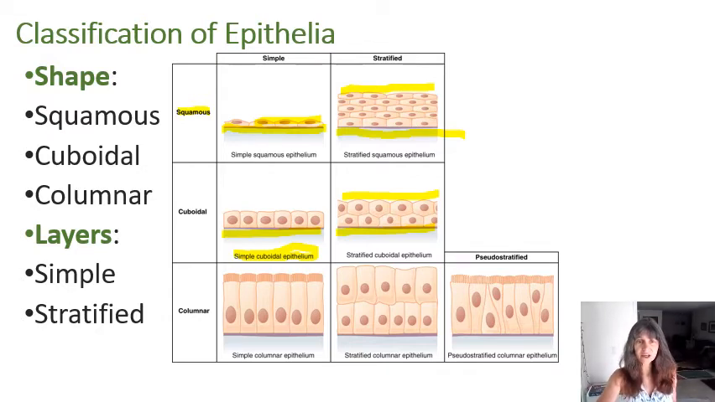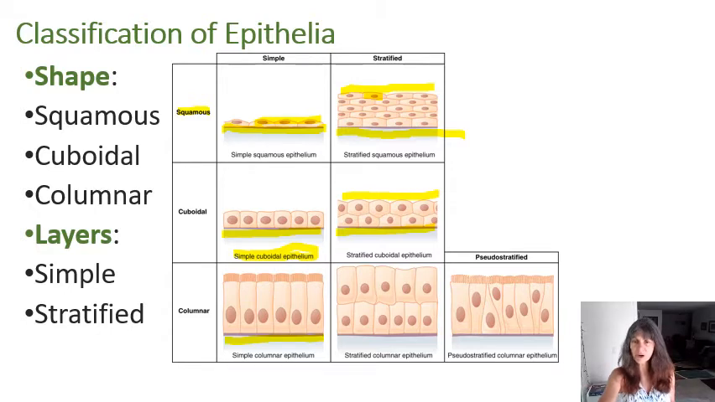Lastly, we have cells that are shaped like columns. If we have one layer of column-shaped cells above the basement membrane, we call that simple columnar epithelium. Notice how the nuclei in these different cells appear. In squamous epithelium, the nuclei of the flat cells tends to be elongated. In cuboidal epithelium, the nuclei of the cells tends to be more circular.